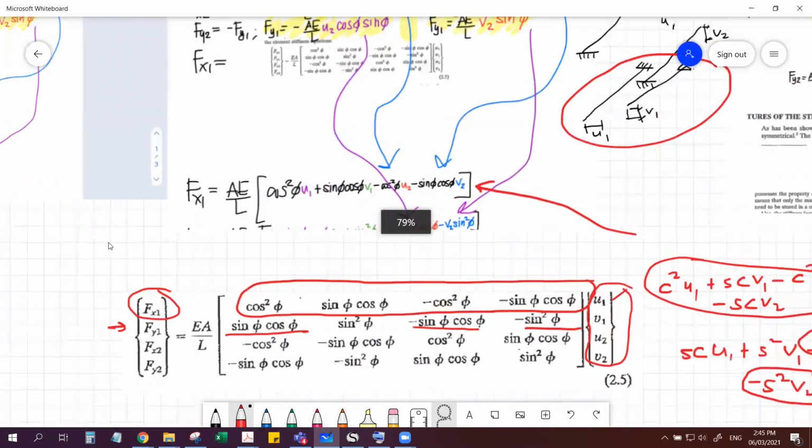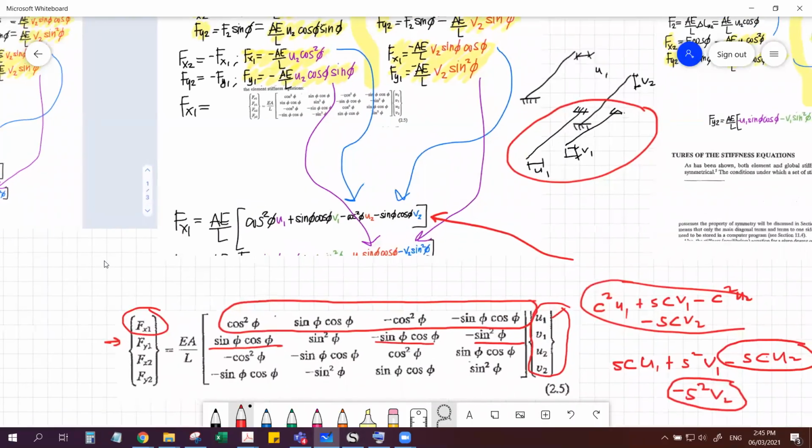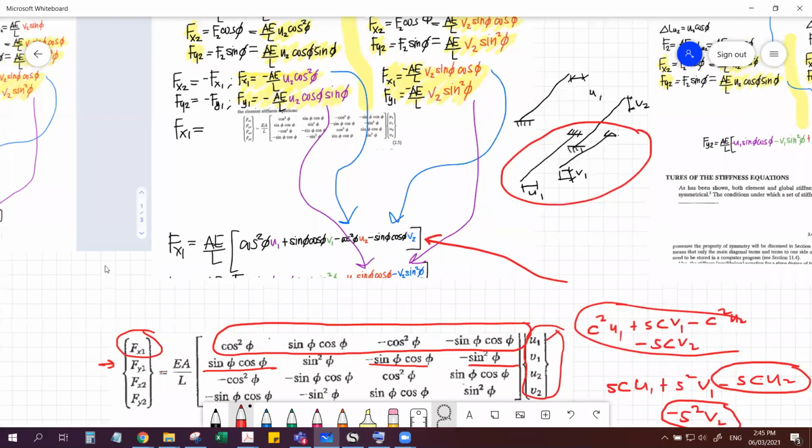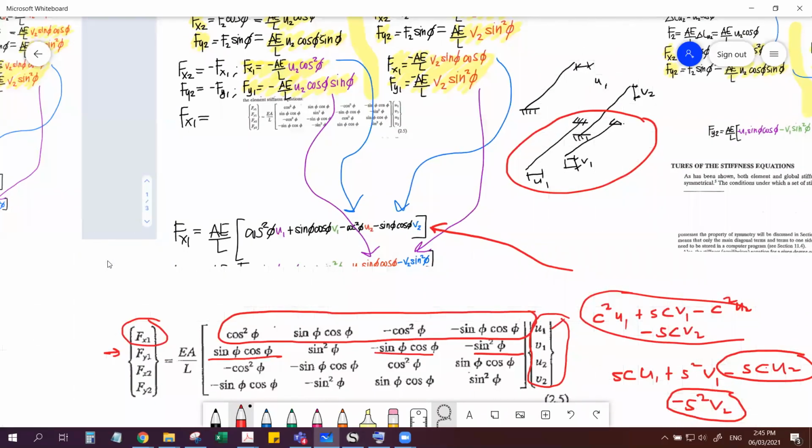Okay, fx1 here, fy1, we're done with that. How about fx2? So this is fx2. Negative cosine square phi u1, negative sine phi cosine phi v1, cosine square phi u2, and sine phi cosine phi v2.